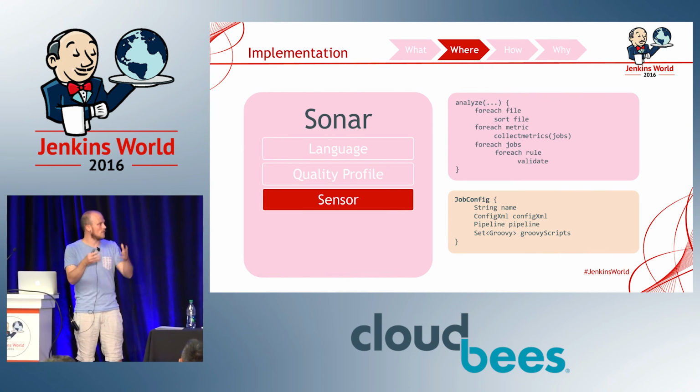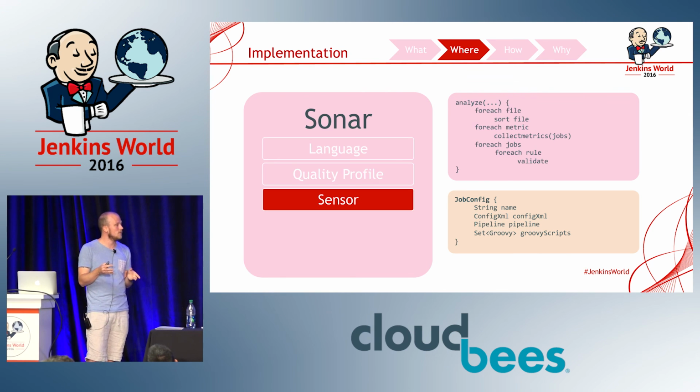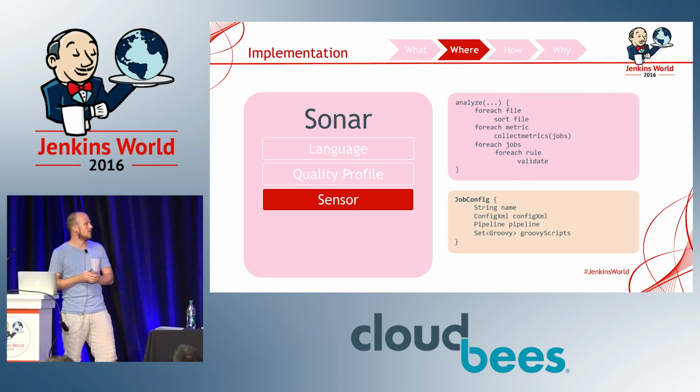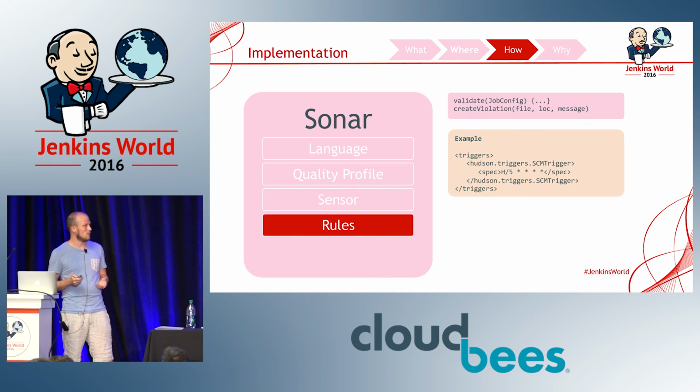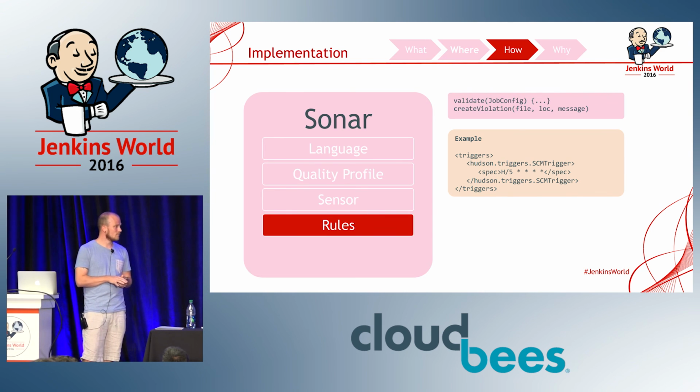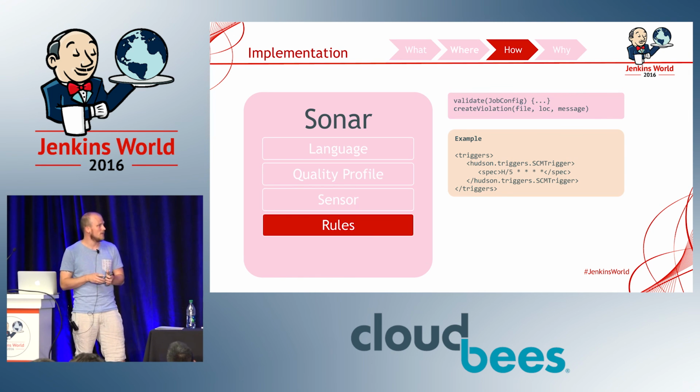So we iterate over all the jobs and apply the rules on these jobs, depending on what kind of quality profile we have, and then we validate it and see if there are violations, which brings us to the rules. The two methods: validate and create violation. The validate is called from the main entrance point, from the sensor, and there we basically can do whatever we want in order to create a violation.